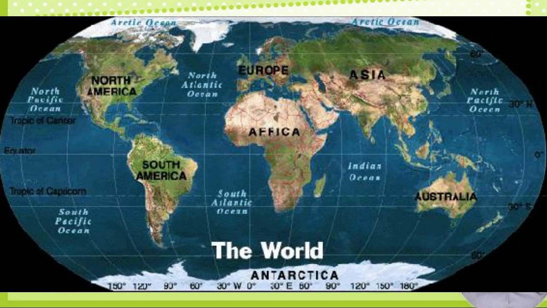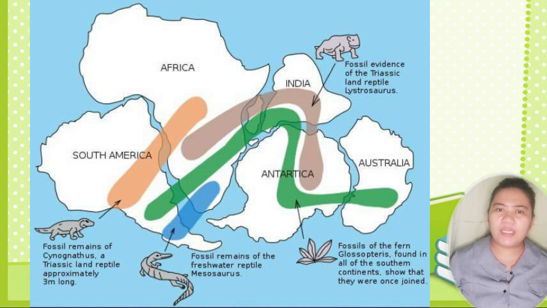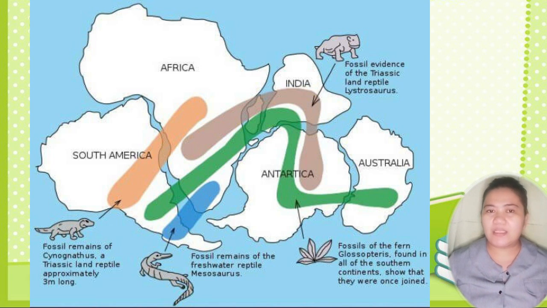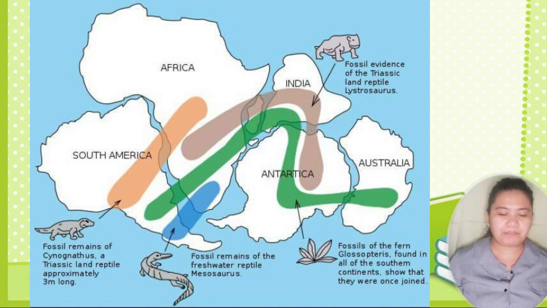So how could this huge animal, Lystrosaurus, travel from one continent to the next if they were never connected in the history of the developing Earth? These were firm evidences of Alfred Wegener that once in the history of the Earth, these land masses were connected as a single land mass.